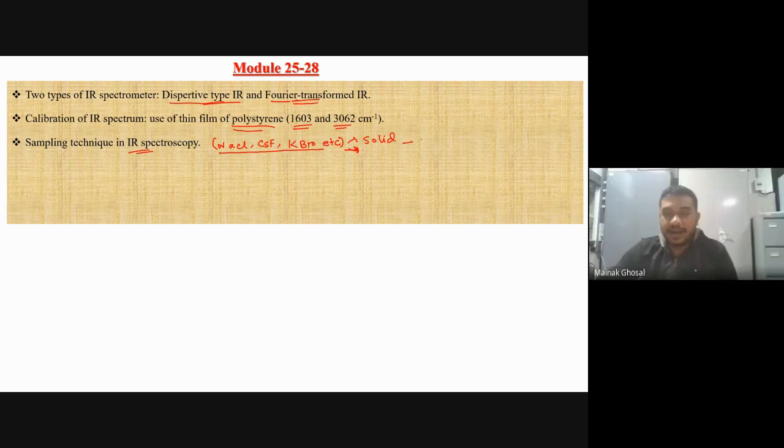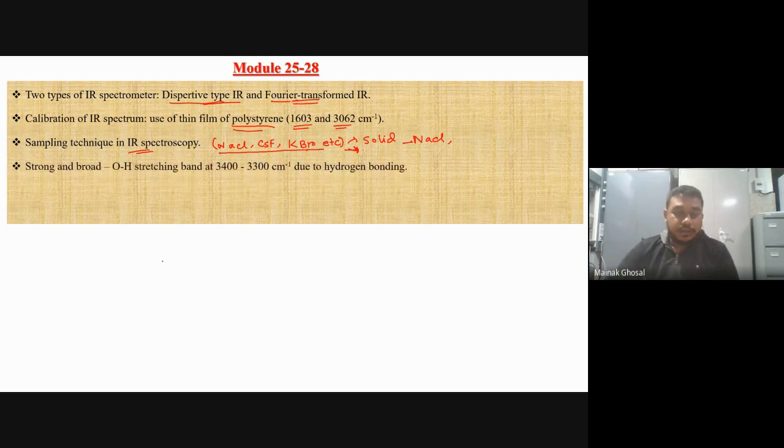Exactly. So in IR, you are just looking at bond vibration, right? So you need something which doesn't have any bond. NaCl has very little chance of any kind of bond because it is very much ionic. NaCl, CsF, KBr, etc. That's why people generally use these for sampling of IR spectra. They can be easily mixed with the solid sample of interest, and if you can make a pellet of it, you can then record the IR spectra, because these compounds will not absorb any kind of IR radiation.